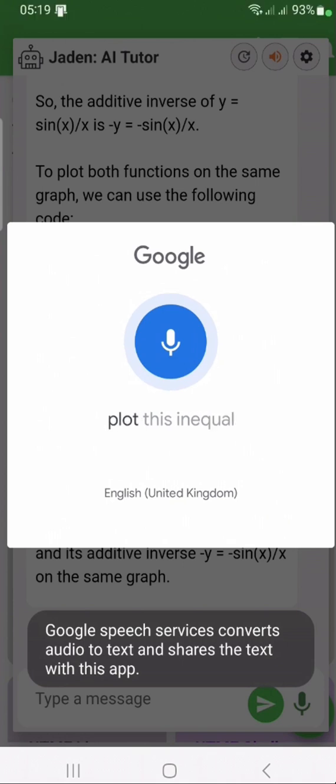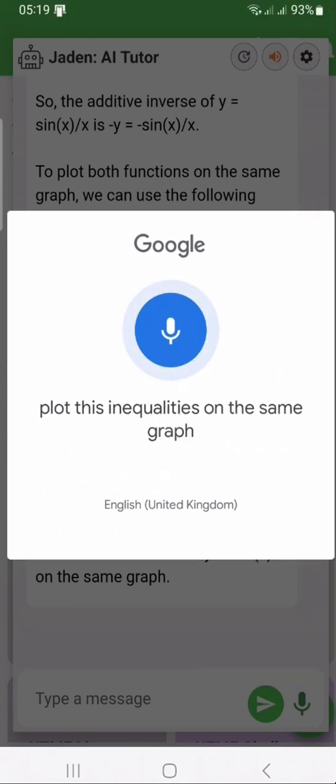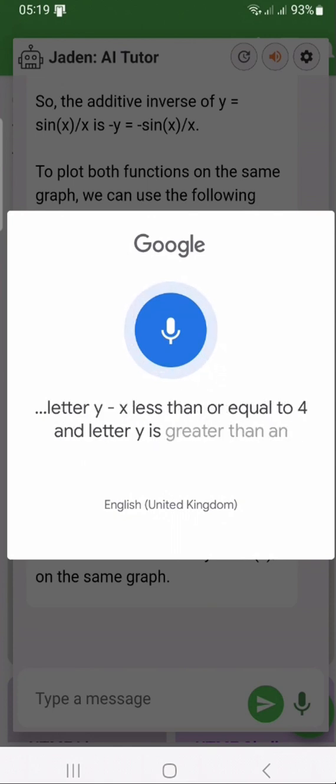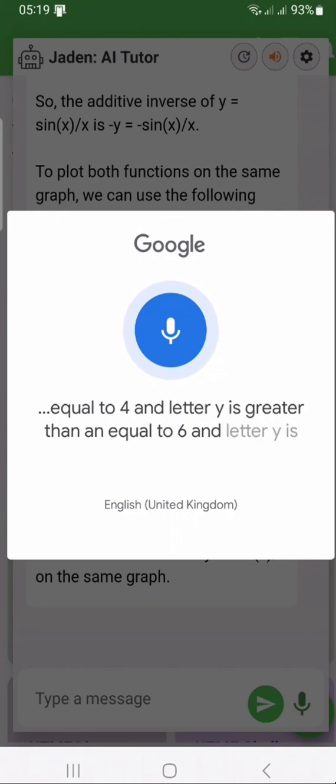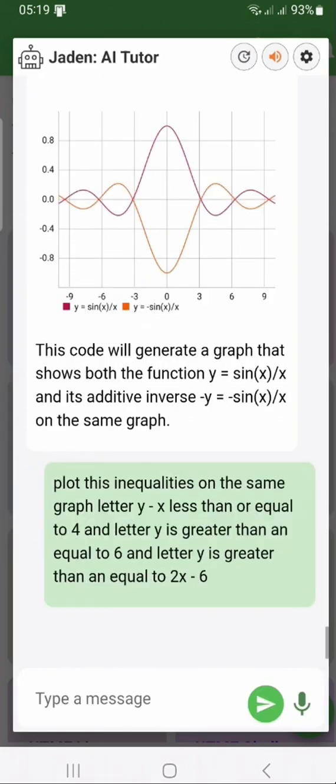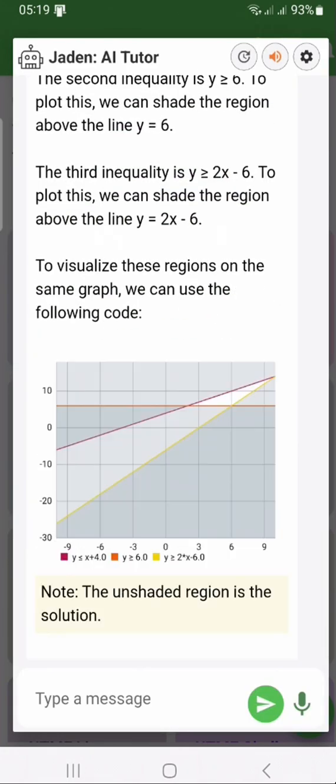Plot these inequalities on the same graph. Letter y minus x less than or equal to 4, and letter y is greater than or equal to 6, and letter y is greater than or equal to 2x minus 6. To plot the inequalities on the same graph, we can shade the regions that satisfy each inequality. The first inequality is y minus x less than or equal to 4. To plot this, we can shade the region below the line y equals x plus 4. The second inequality is y greater than or equal to 6.